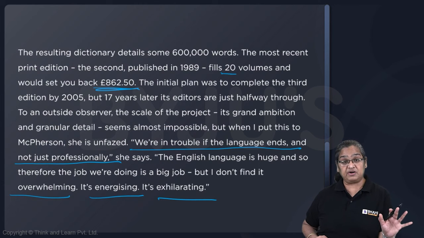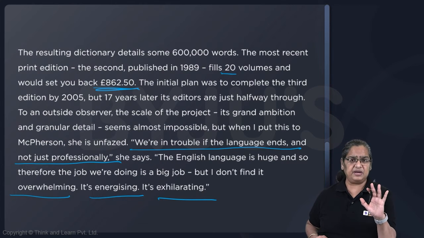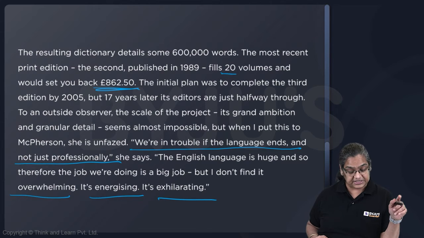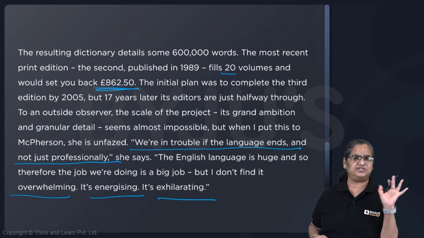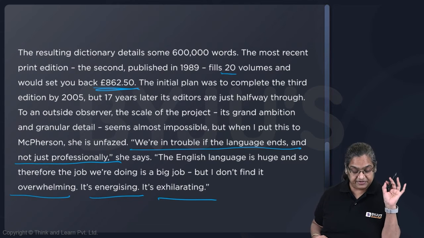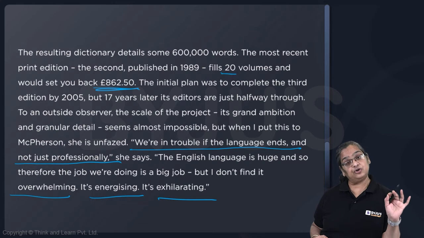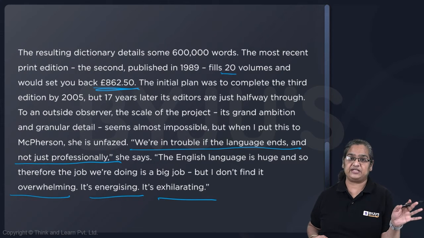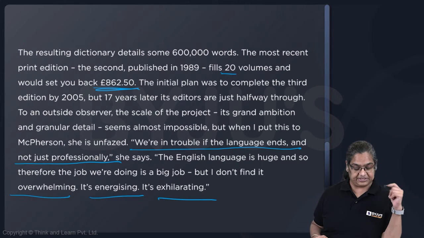To an outside observer, the scale of OED seems almost impossible, but Macpherson is unfazed. She says no. She says, we are in trouble if the language ends, and not just professionally. If English ends, we're all in trouble. That's one thing she said. Second, she says, the English language is huge. So the job is huge.